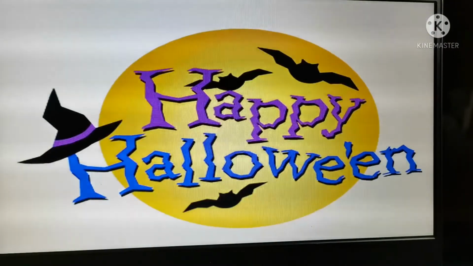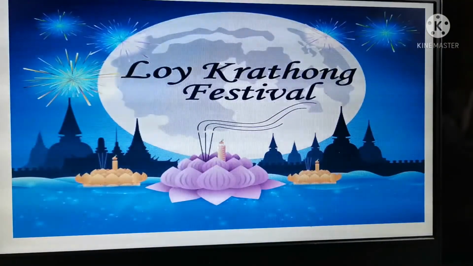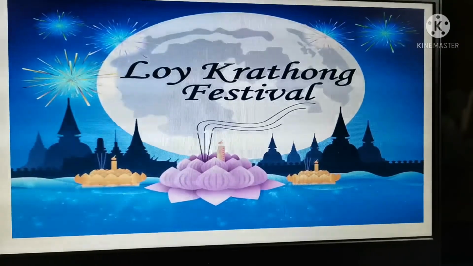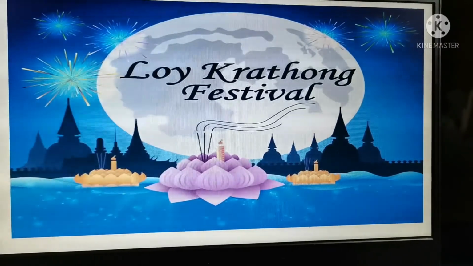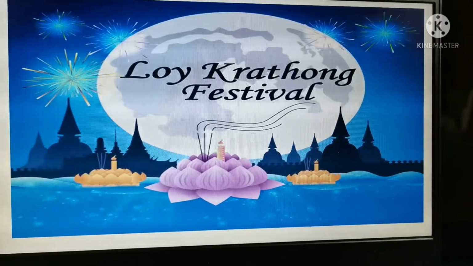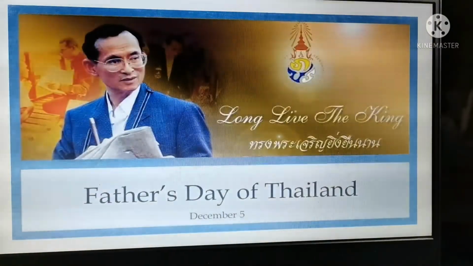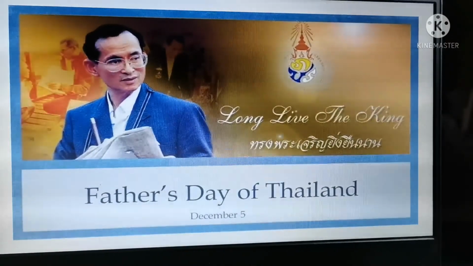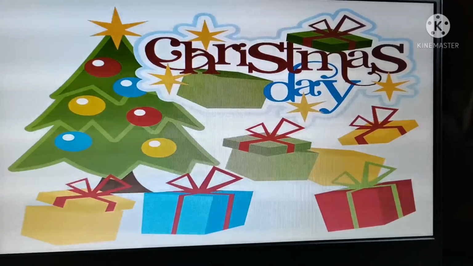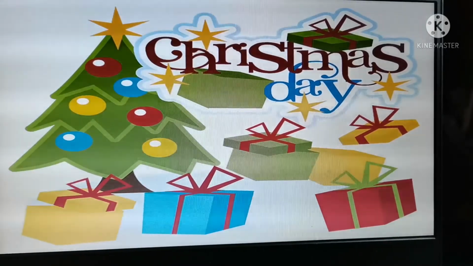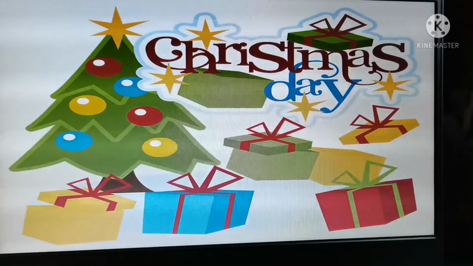And in November, we celebrate Halloween and Loy Krathong Festival, where people send flowers to their loved ones in the river and pray for their wish for the whole year. In December, we celebrate Father's Day of Thailand on December 5. And we also celebrate Christmas Day. So those are the different days of the different months of the year.